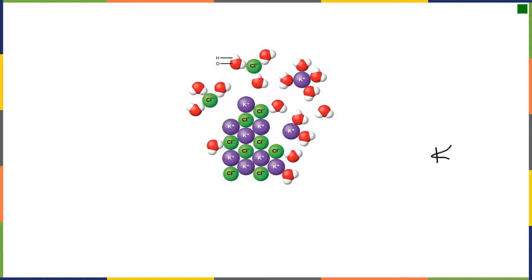In this case, this is potassium chloride, but it's the same thing. It's going to break apart into K plus and Cl minus, and the chlorides are going to be surrounded by the positive ends of the water. Potassiums are going to be surrounded by the negative ends of the water, and they're going to split into pieces. So if we have this ionic compound, we're going to make two new pieces that are charged.